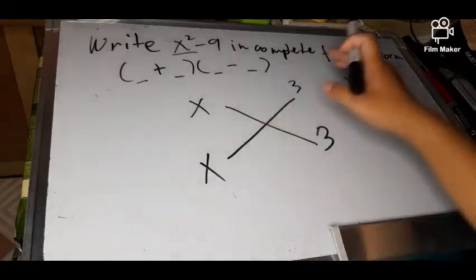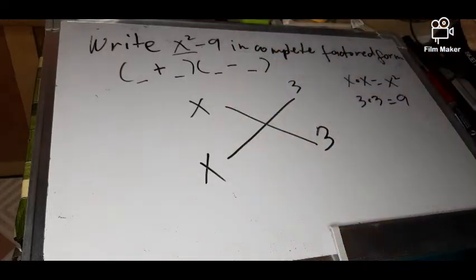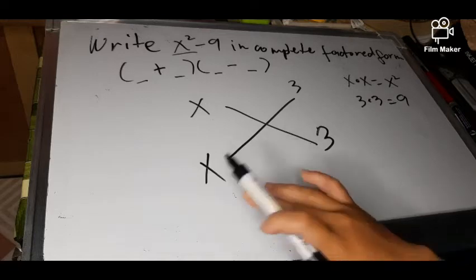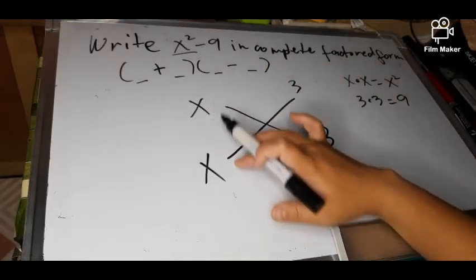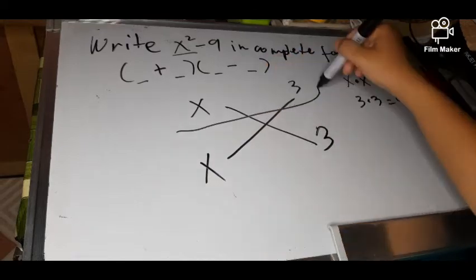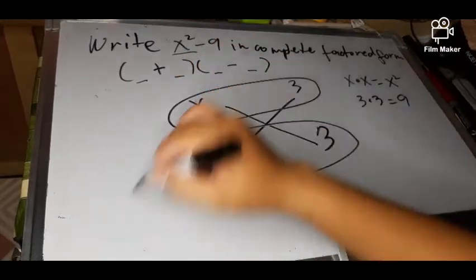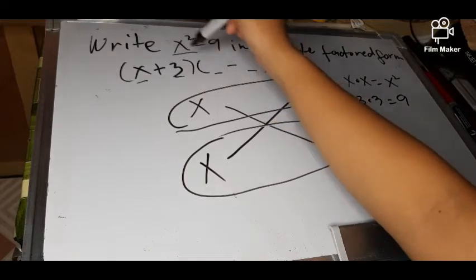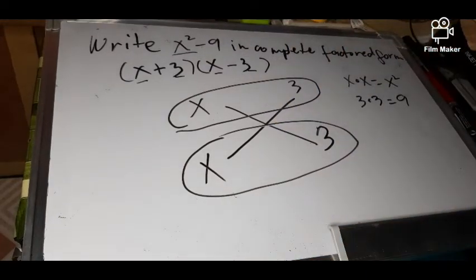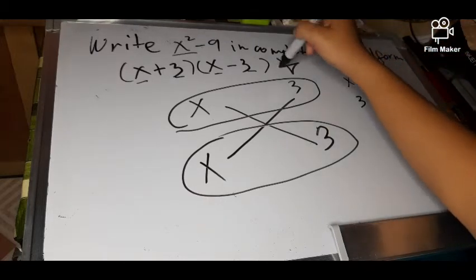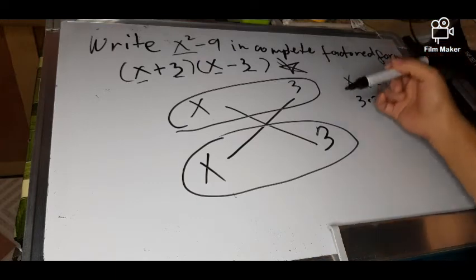Nagets ba kung saan galing yung X, X tsaka yung 3, 3? Kinuha lang natin yung factor ng X squared tsaka yung 9, kasi perfect square po yung X squared minus 9. Kukunin lang natin yung factor nila. Ngayon, ilalagay lang natin ito yung first factor. Ito na yung second factor. X tapos 3, X tapos 3. Tapos na yan. That's the answer. X plus 3, X minus 3.